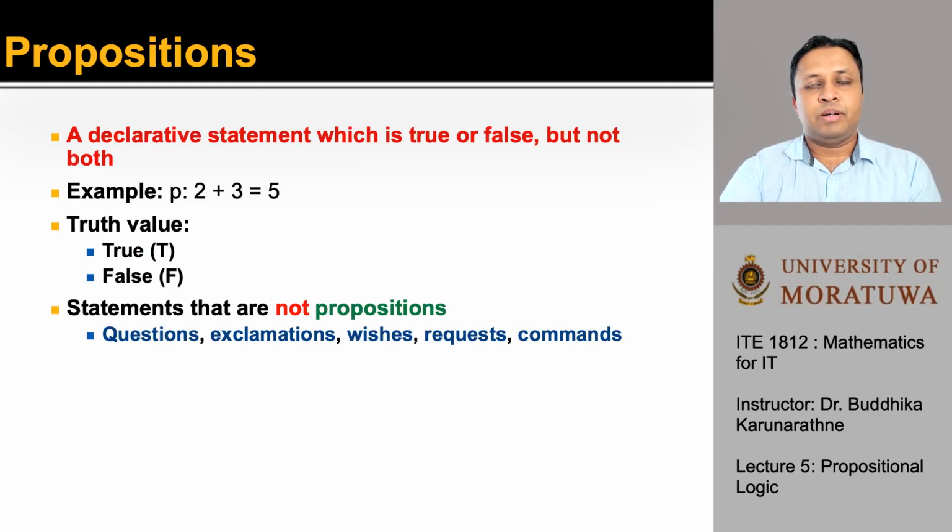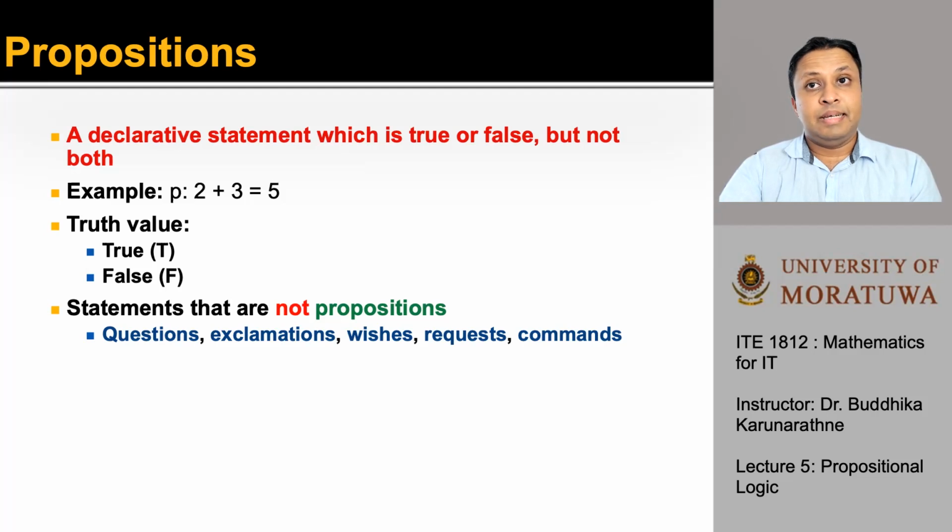Now let's introduce what propositions are. To define formally, it is a declarative statement which is true or false, but not both. For example, we take the proposition P, where 2 plus 3 is equal to 5. We also define a truth value for a proposition. In this example, the truth value is true. For some other propositions, the truth value can be false.